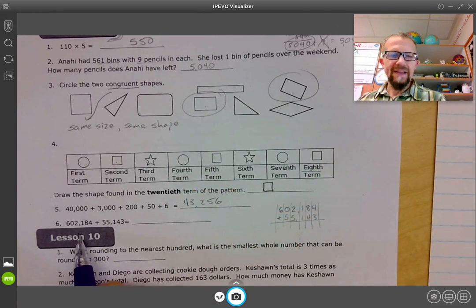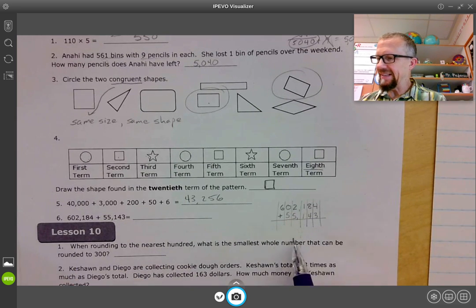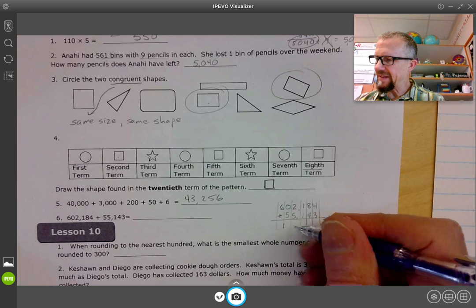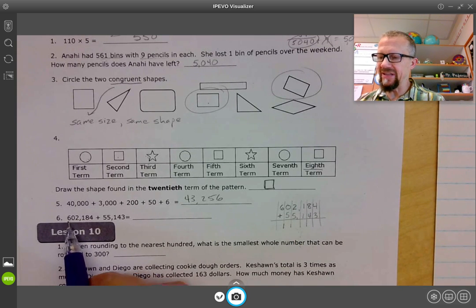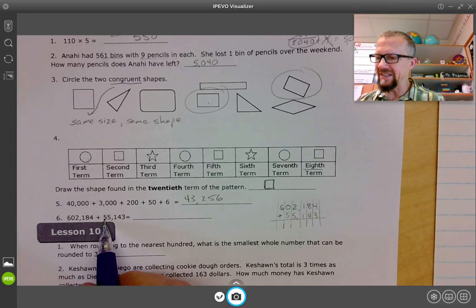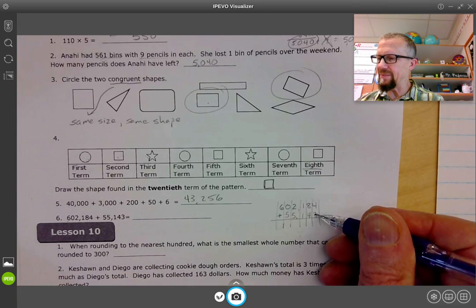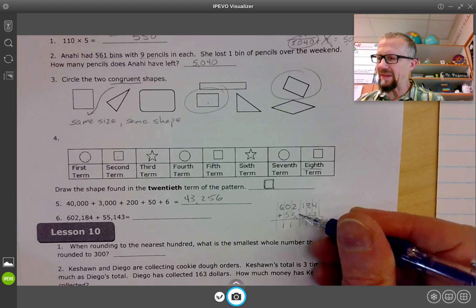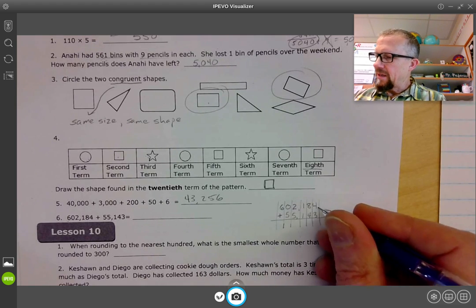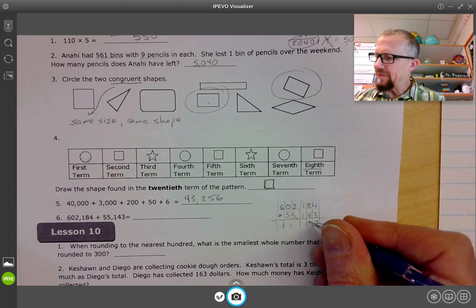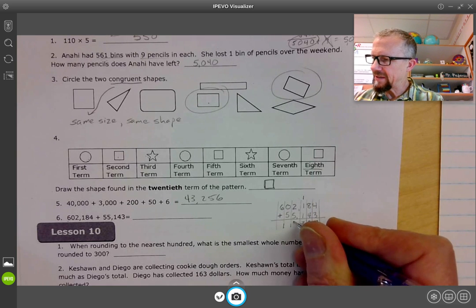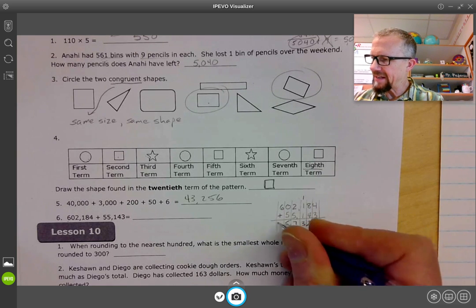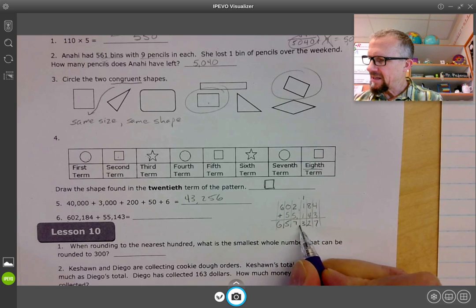So 43,256. Last one, I've got this big number to add, and I did the columns again to keep everything lined up. This one's kind of tricky because this number is out to the 100,000s and this is the 10,000s. So we have to make sure that they line up in the ones place and then we move over. So 4 and 3 is 7. 8 and 4 is 12. I'll regroup that one. That'd be 3. Now I've got a 7, a 5, and a 6.